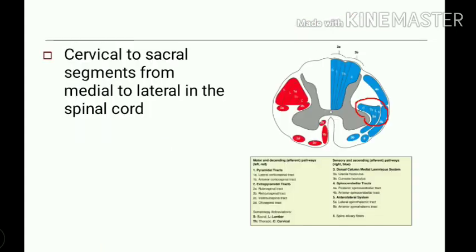Here also there is spatial organization. The fibers from the sacral and lumbar segments are present laterally. You can see here in this tract, the lateral most fibers are sacral, then lumbar, then thoracic, and then cervical. So the fibers are represented as cervical to sacral segments from the medial to the lateral side.